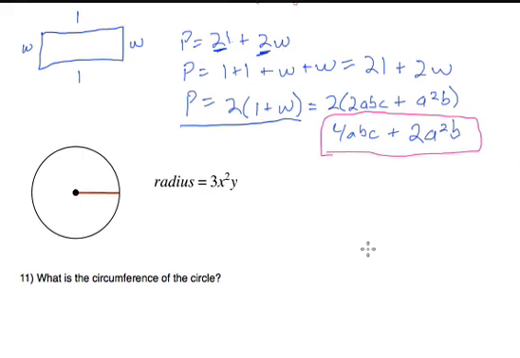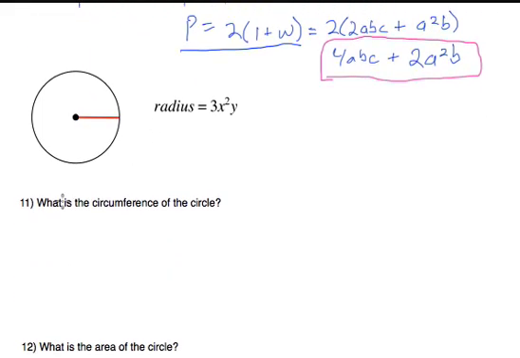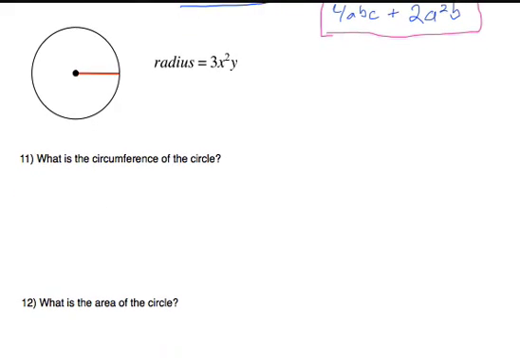And finally, oh, I forgot to put instructions here. Number 11. What is the circumference of the circle? Okay. Well, we're using the same idea. Start out with your formula. Circumference equals 2 pi r. If you start out with the big idea, everything is just a matter of substitution.